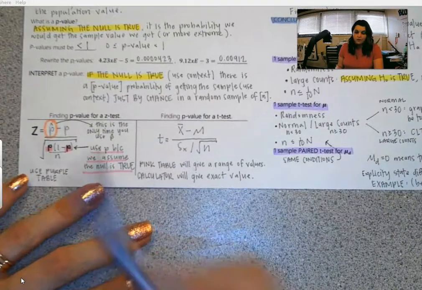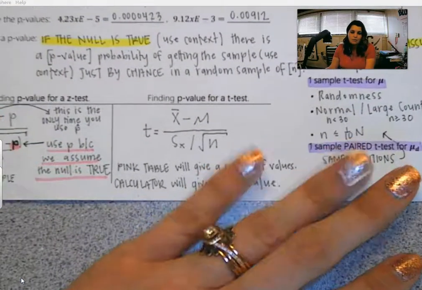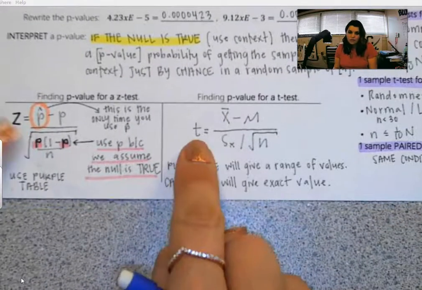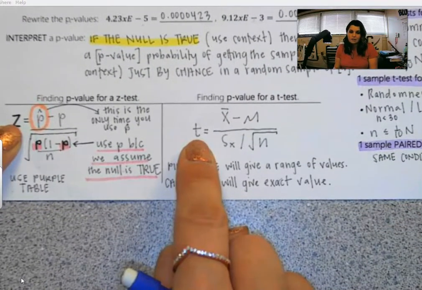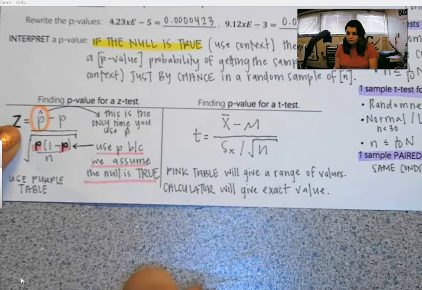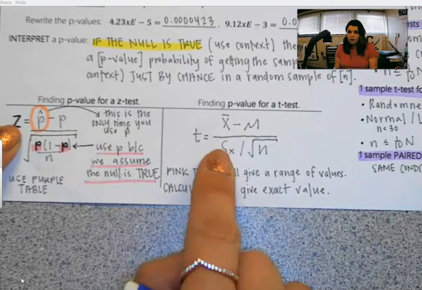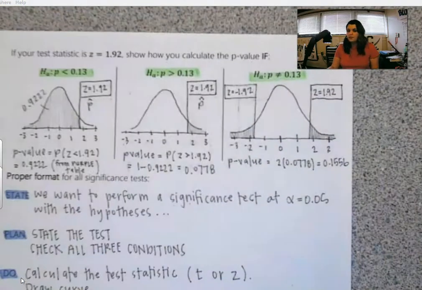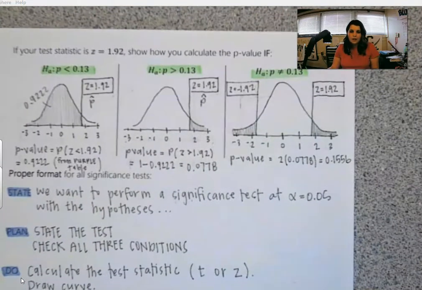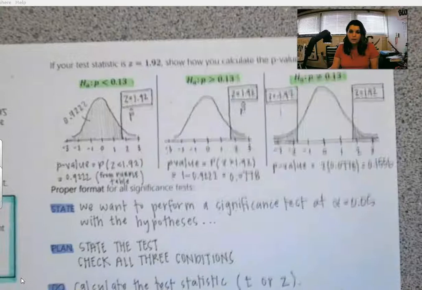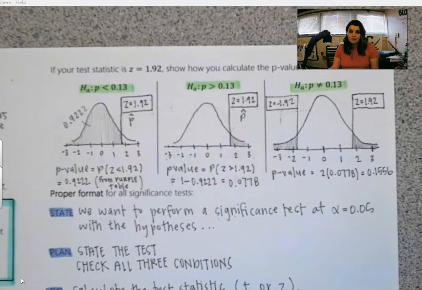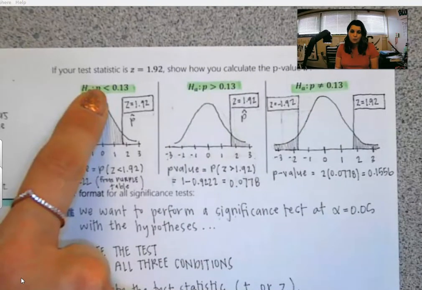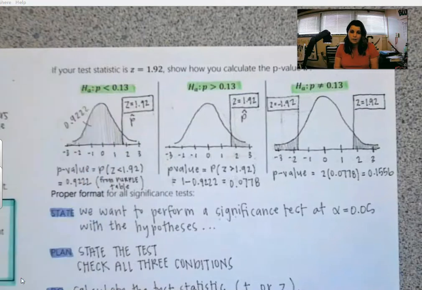This describes how to find the p-value for a z-test, and then right next to it is finding the p-value for a t-test. Remember, these two things are your test statistic. Then carrying on from here, this is trying to specifically show you what you're actually finding when you get a p-value. So it is an area under the curve.